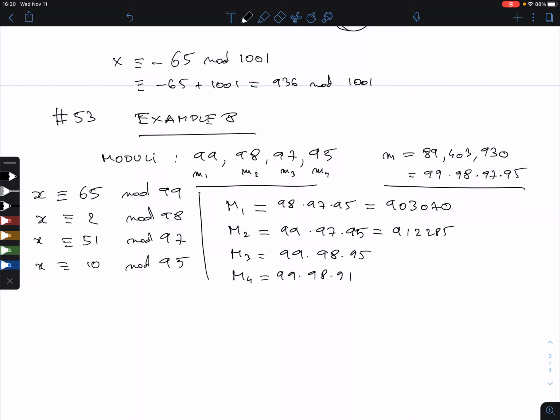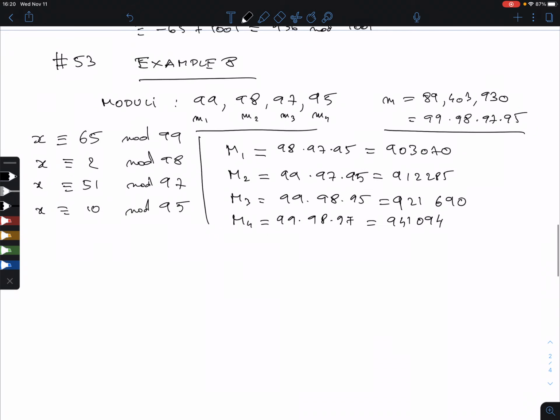98 times 97. Okay, so 99 times 98 times 95, that is 921,921,690, and this is 99 times 98 times 97 is 941,094. Okay. What is the next thing we have to calculate are the y's.